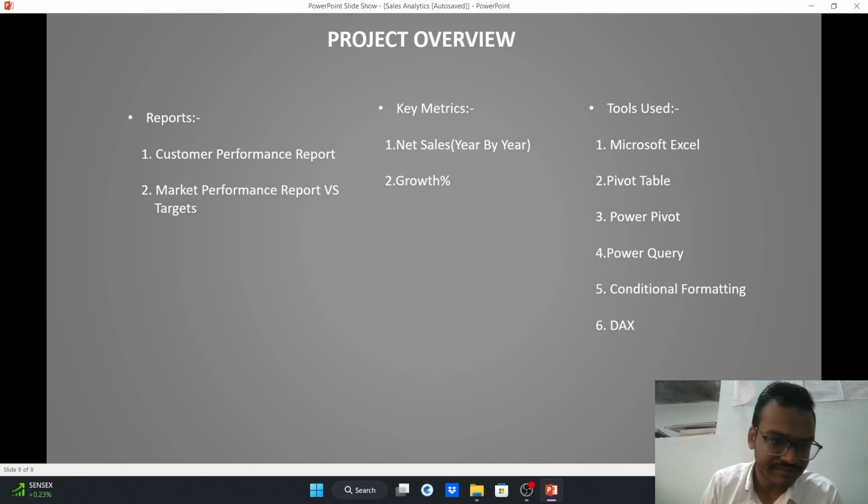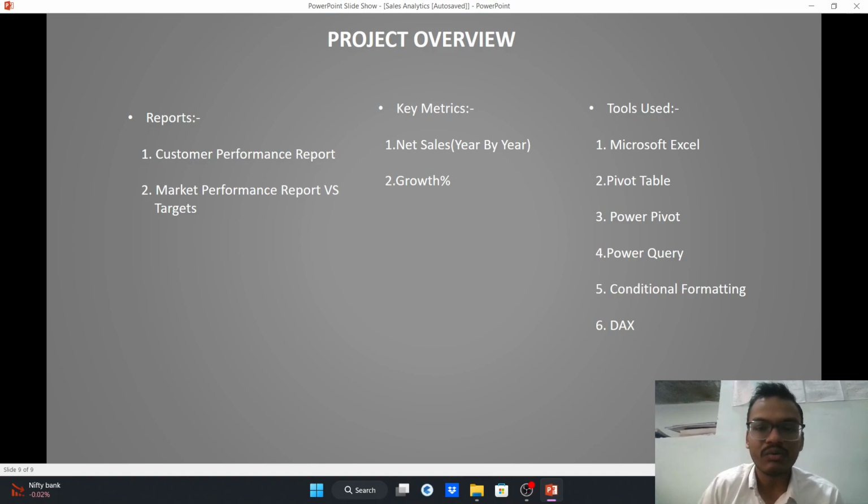Now, so here I have two reports, that is customer performance report and market performance report versus target. So customer performance report will show us how the customer is performing in the region. Market performance report versus target is a report in which we will be seeing the customers who are being given a target and what is their performance against that target.